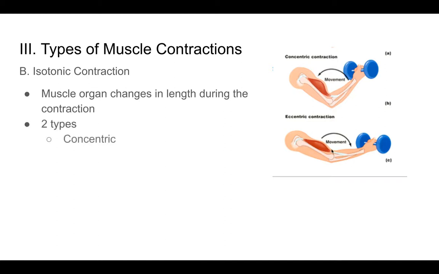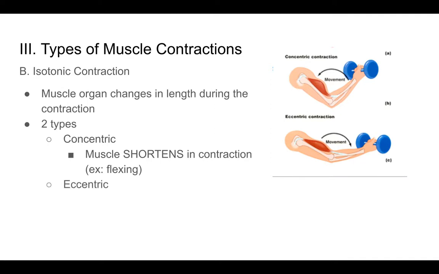And so here are those two types: a concentric isotonic contraction, that's the top picture right here. Concentric contractions allow the muscle to shorten, and this helps with movements and motions like flexing. Eccentric is the other type of isotonic contraction that's seen down here in the bottom. Eccentric contractions are when the muscle lengthens in the contraction process, which is good for motions like extension or extending.